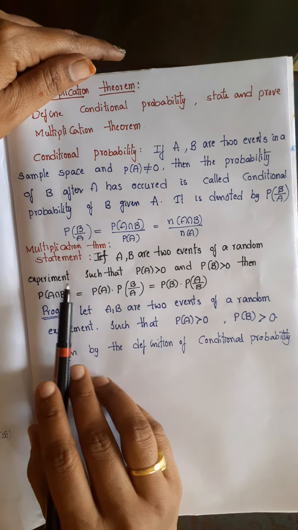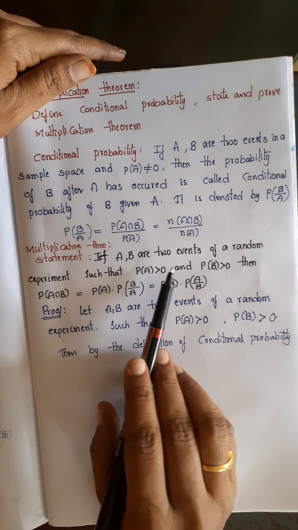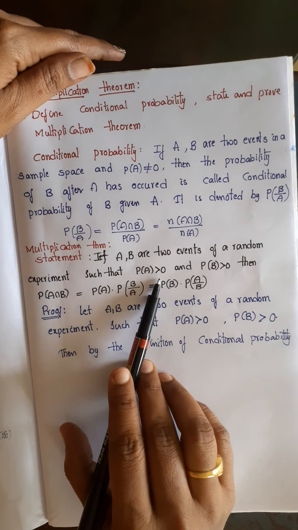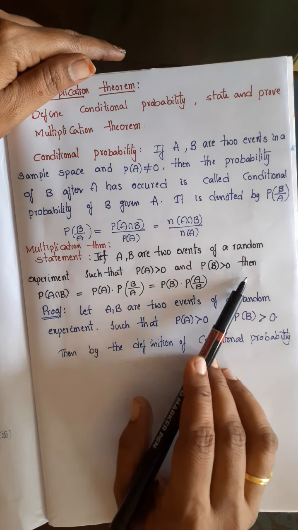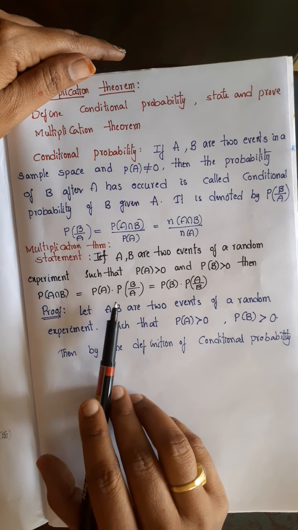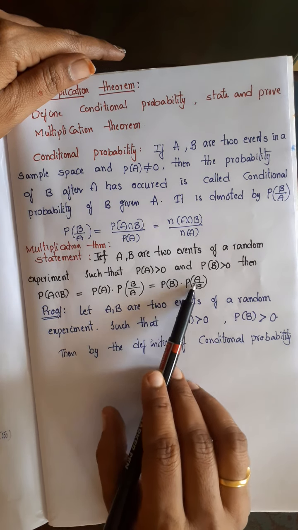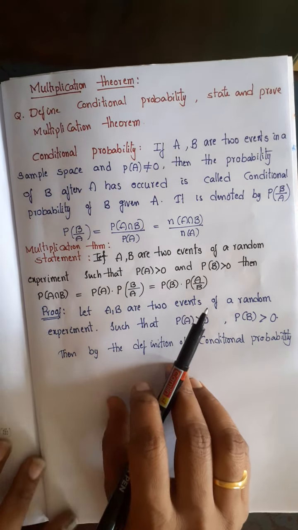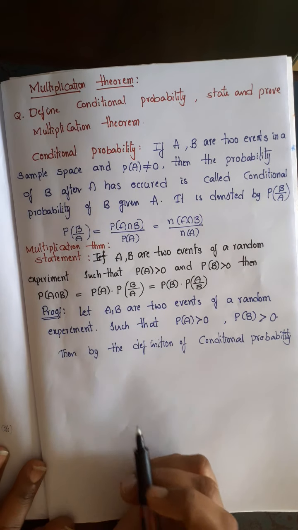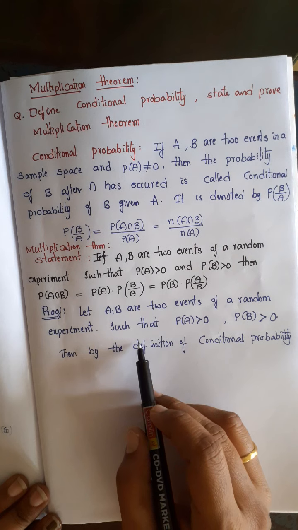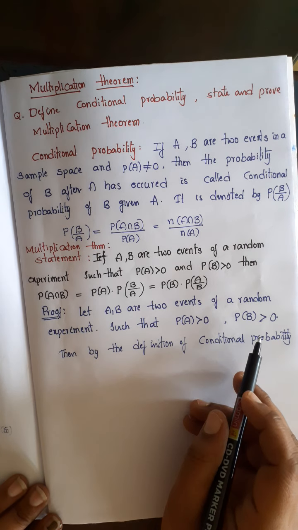Let us go to the multiplication theorem. If A, B are two events of a random experiment such that P of A greater than 0 and P of B greater than 0, then P of A intersection B is equal to P of A into P of B by A, which is equal to P of B into P of A by B. We have to prove this. Here A, B are two events such that P of A greater than 0, P of B greater than 0.